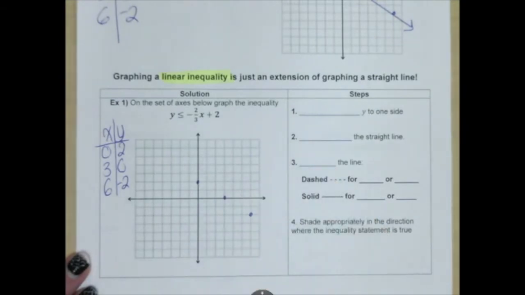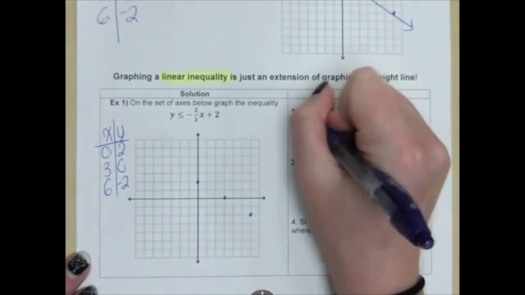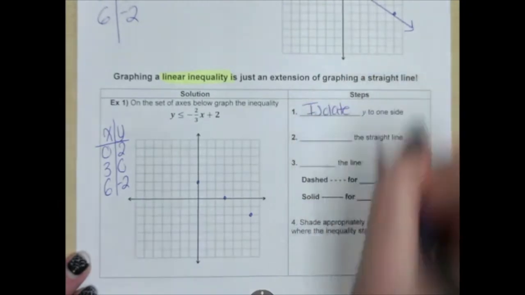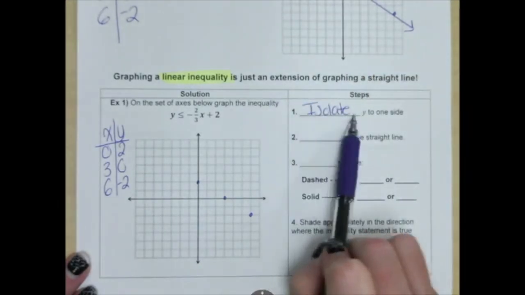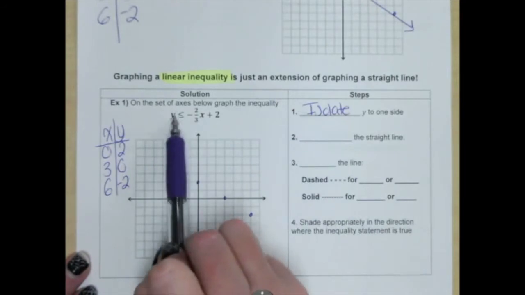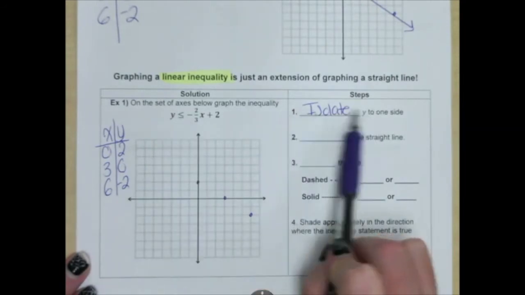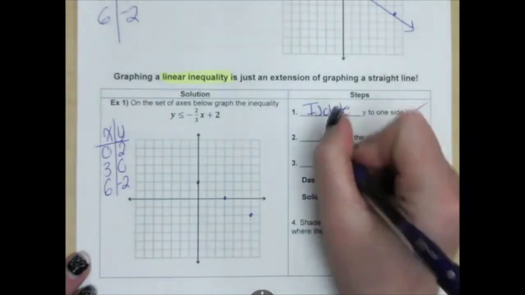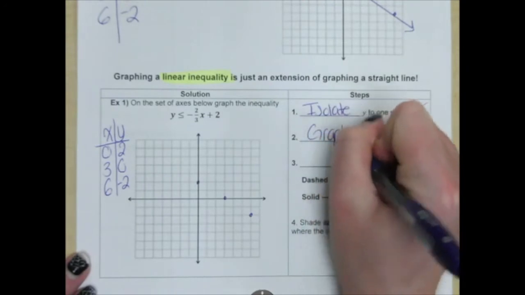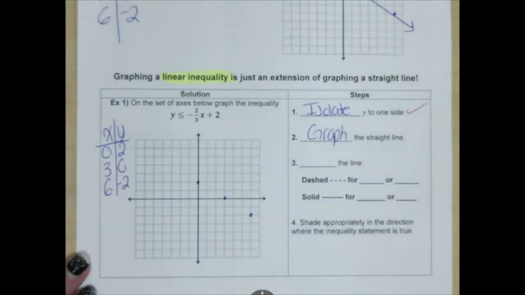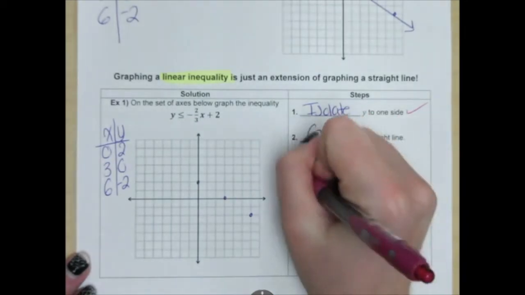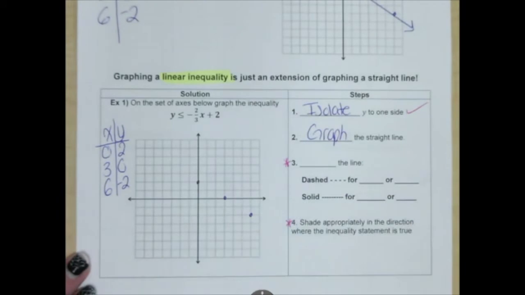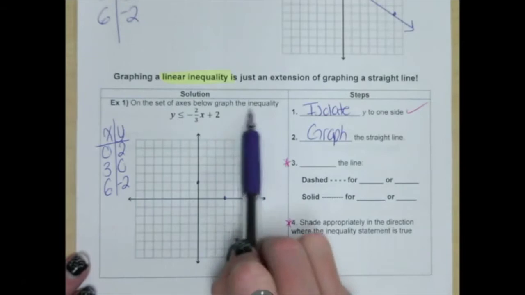So I plotted my points. Number 1, I want to isolate y to one side. Isolate means get y by itself. Y was already by itself, so I was able to almost skip the first step. Check, I was done, and I could jump right into step 2, graphing the line, plotting those points. Now that I've plotted my points, I've moved on to step 3. Steps 3 and 4 are new for today. These are the extra steps I was talking about when it comes to graphing an inequality.